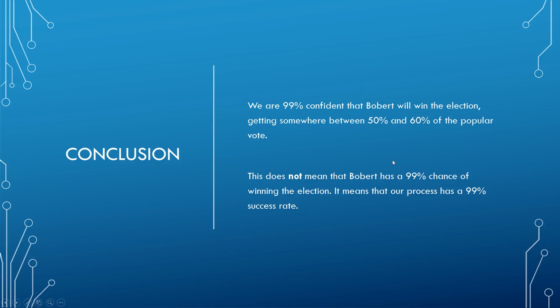Now, this does not mean that he's got a 99% chance of winning, which sounds kind of weird. But it just means that our process, such as it was, has a 99% success rate. And that's a minor difference. I would like you to see it, but if you don't see it, that's not the immediate stress point here. That's just something that if you get deep into statistics, you will learn to appreciate.